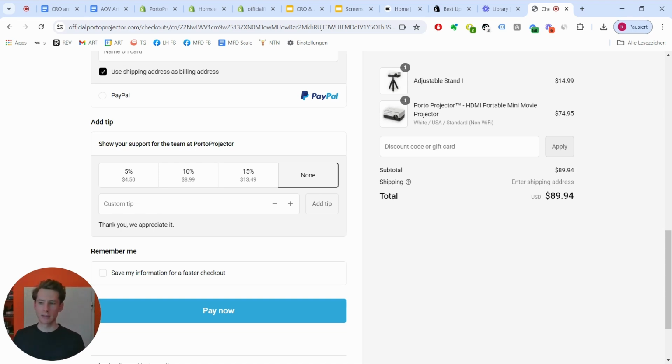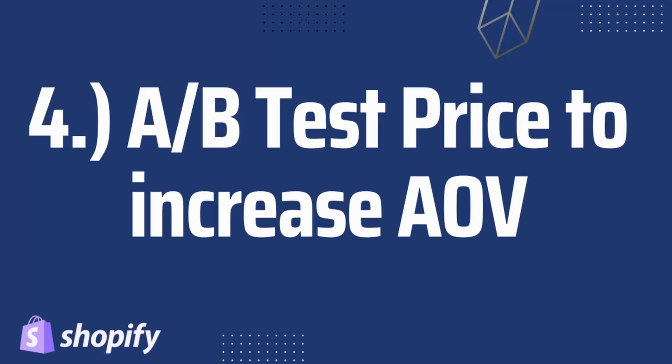So to summarize, you can increase it through the flows by sending emails, SMS, and push notifications with the contact information that your customers provide. But then you can also cross-sell and upsell on the product pages directly.